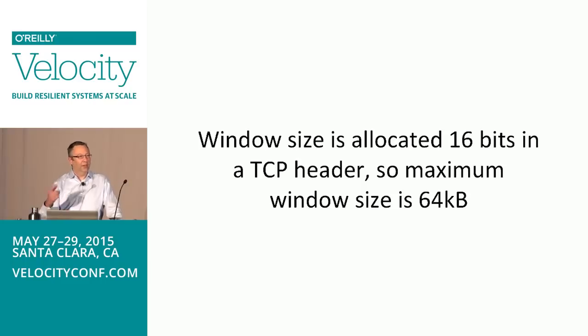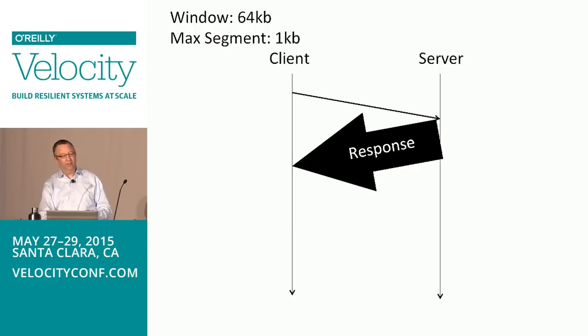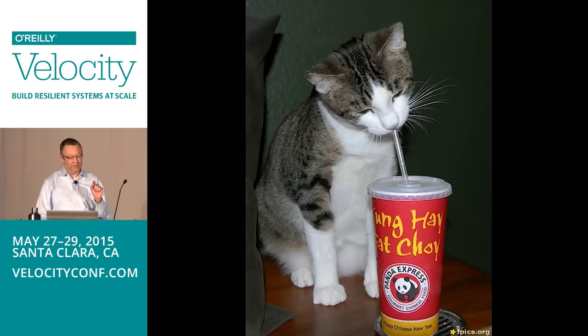TCP's window, this window I've talked about, is allocated 16 bits in a TCP header. And so the maximum window size is 64K. And so if the client requests a large file, the server might jam 64K of data down the pipe all at once. And at the time, the internet was a series of little sippy straws, little wide area sippy straws connecting 10 megabit Ethernets. The original NSFNET links were just 56K lines.